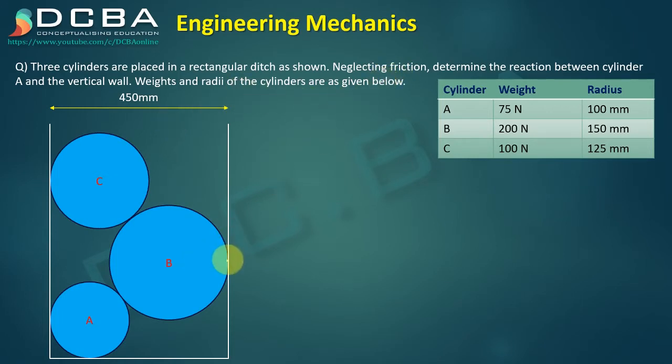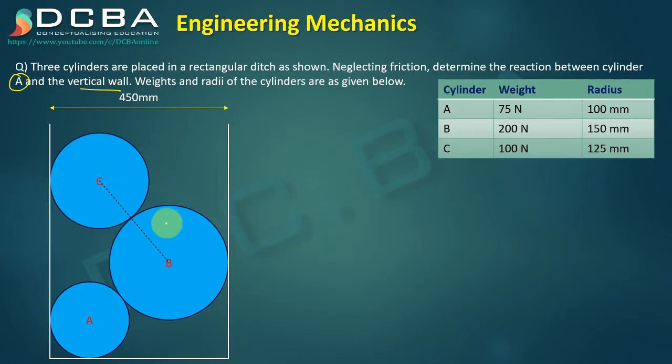We need to neglect the friction between the container and the cylinders, and we need to determine the reaction between the cylinder A and the vertical wall. So the only reaction that we need to determine is this reaction. To get this reaction we actually need to solve all of them, because we cannot get this reaction directly. All these cylinders which are in contact with the rectangular container are going to produce a reaction at that point, right?